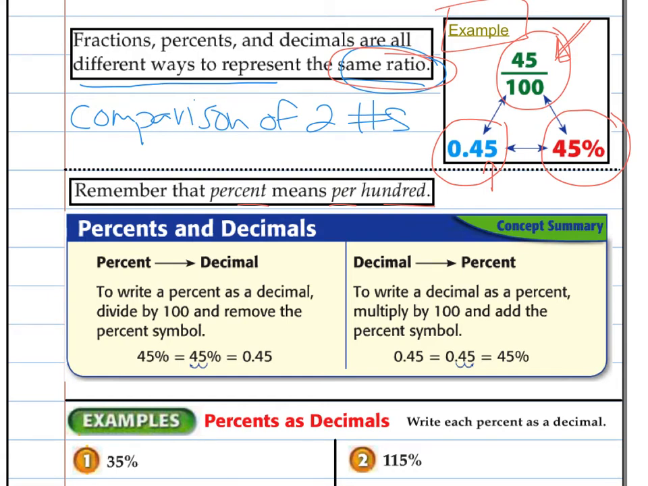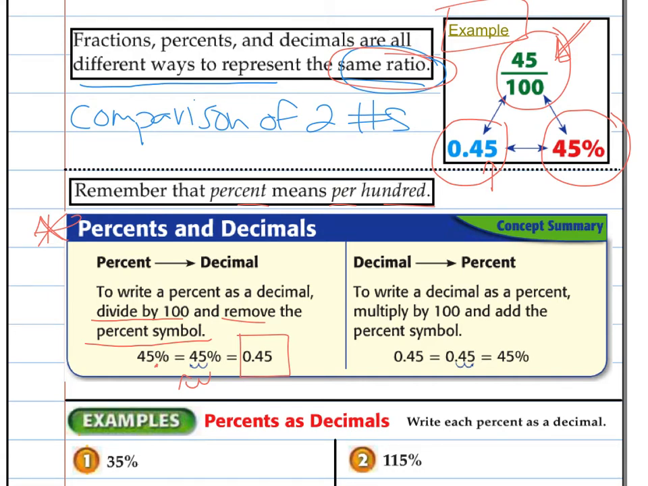So to write a percent as a decimal, this is definitely something you're going to want to write down. To write a percent as a decimal, you are going to simply divide by 100 and remove the percent symbol. So notice that right now this is 45%. Our decimal would be behind the 5. When you divide by 10, it's moving one place. So dividing by 100 is moving the decimal 2 places to the left, and you end up at 45 hundredths.